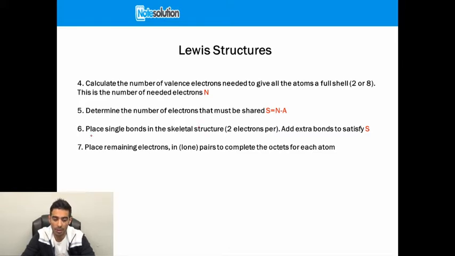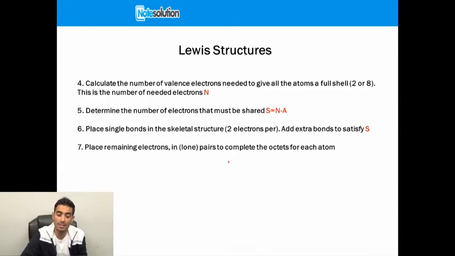Sorry, 2 electrons per pair. At this stage, a single bond represents 2 electrons, so when you count a single bond, you count 2 electrons. Now you keep adding extra bonds until you satisfy S, the number of electrons that need to be shared. After you satisfy S, place the remaining electrons in lone pairs to complete the octet for each atom.